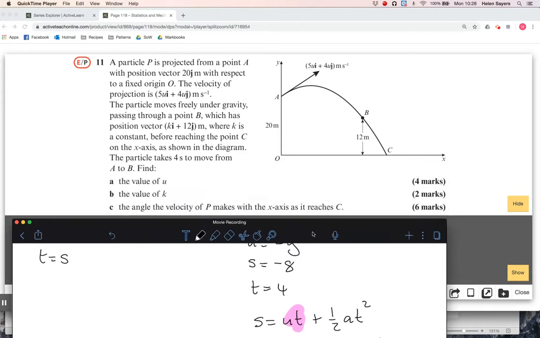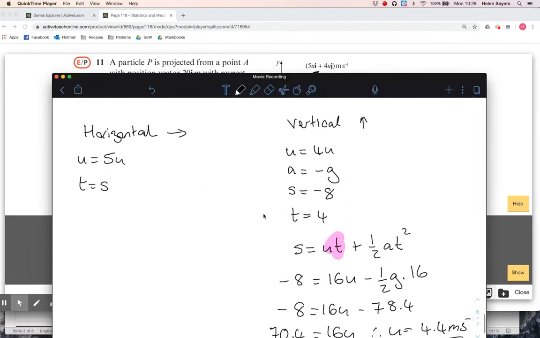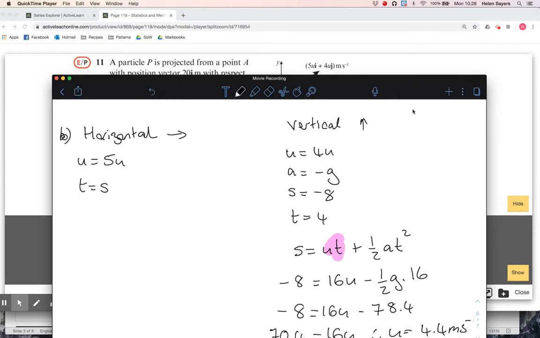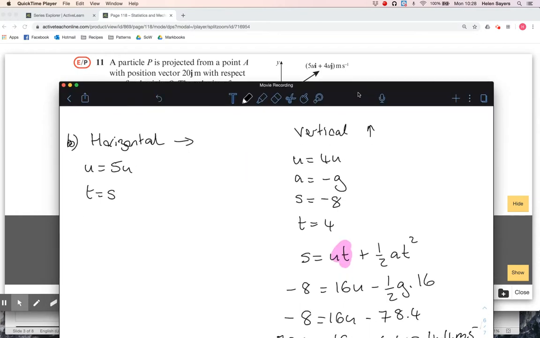Okay, so the value of k. This is only worth 2 marks, so this should be a bit easier. Let's do it here because I think we've pretty much got what we need. K is its displacement in the horizontal direction. K is its position at that point. T is 4, and k is the horizontal displacement.